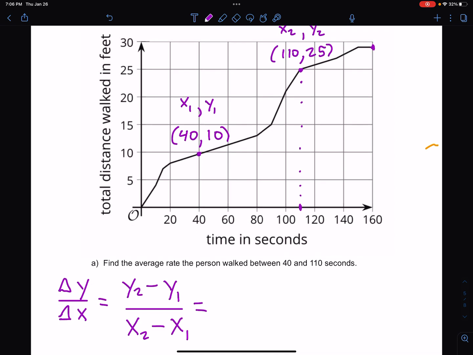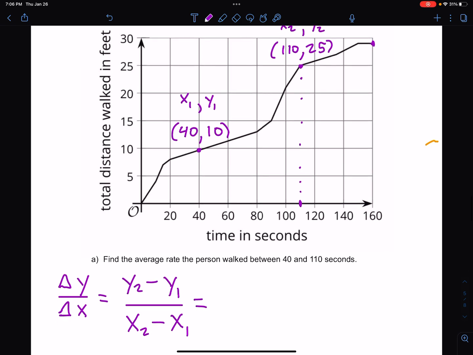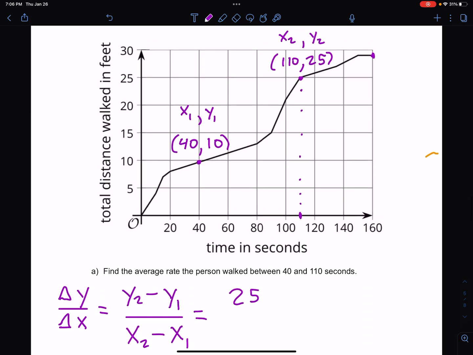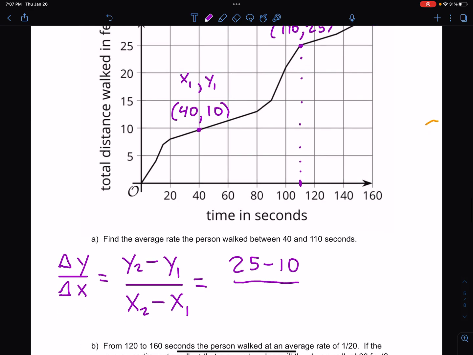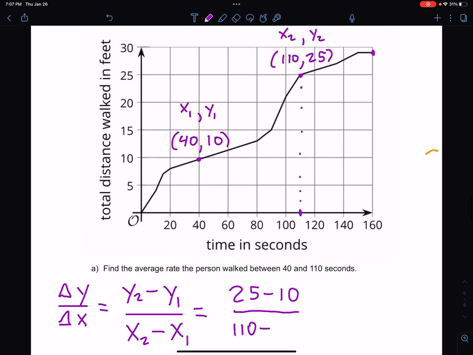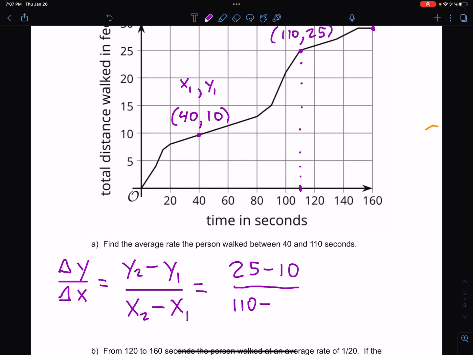So y sub 2 is in that second point. After 110 seconds, we were at 25 feet. So we'd write 25 feet. That came from y sub 2 minus where we started at that 40-second mark at 10 feet. And down here in the denominator, my x sub 2, we got to 110 seconds. And what we're evaluating, the portion that we're looking at for the average rate of change, we started at 40 seconds.